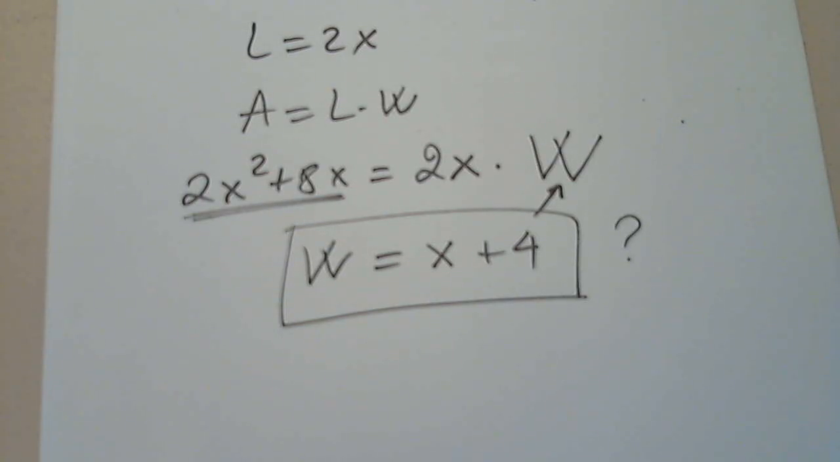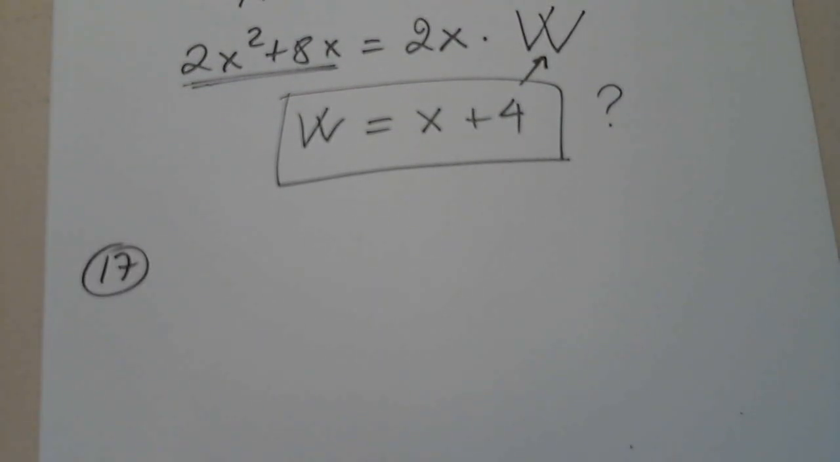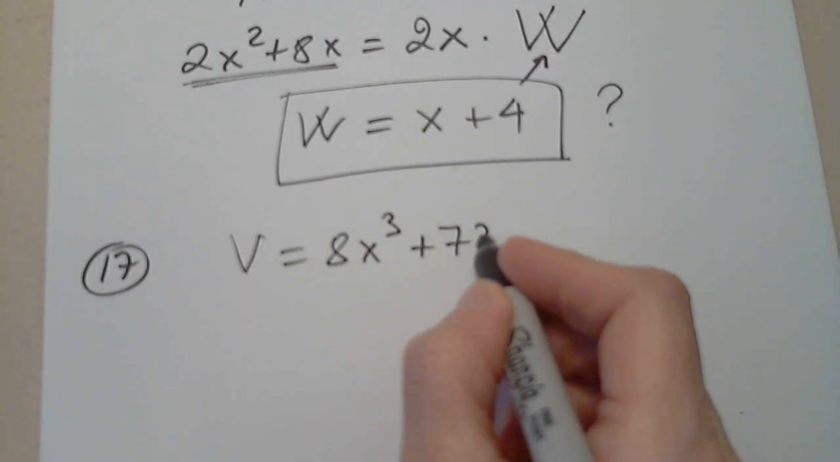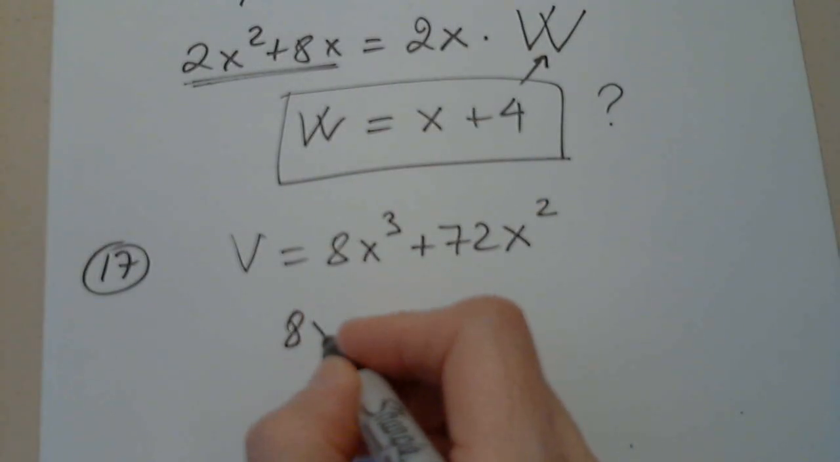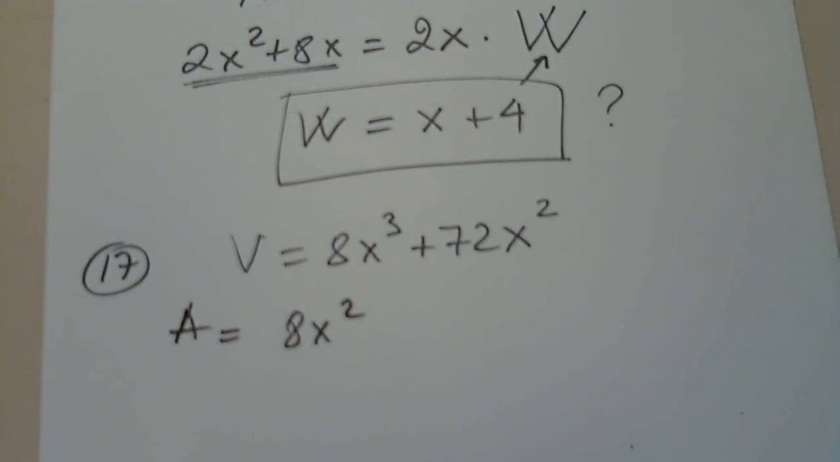17. Okay, the volume, let's work on the volume, and let's see what 18 is saying. Okay, so let's work on 17 and 18. So, the volume of a box is 8x to the third plus 72x squared. The area of its bottom is 8x squared. Find the height in terms of x.